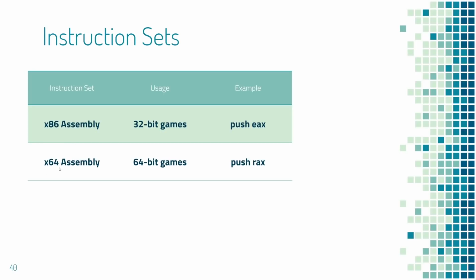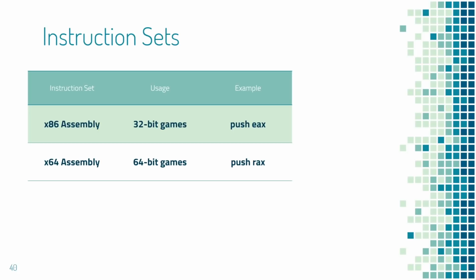So x64 assembly is used for 64-bit games, and x86 assembly is used for 32-bit games. And I know what you're thinking, why isn't it called x32 assembly? Well, x86 is actually named after some early CPUs invented by Intel, and when 64-bit computers came out, they had to think of a new name, and they went with x64. And it's really dumb, but that's just the way it is.